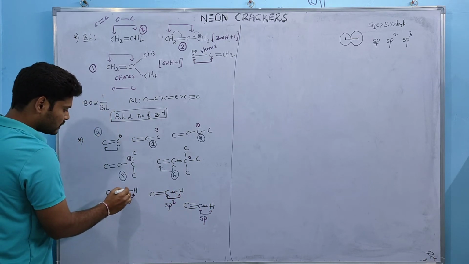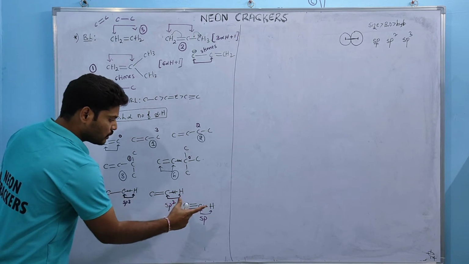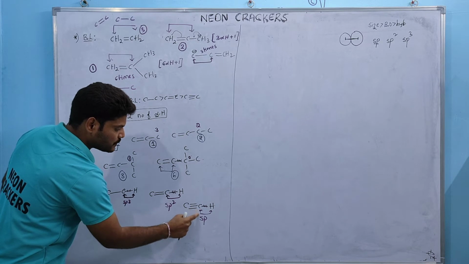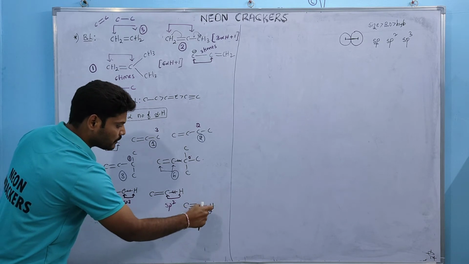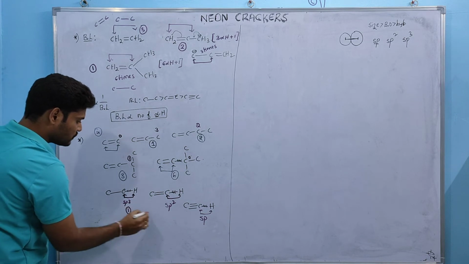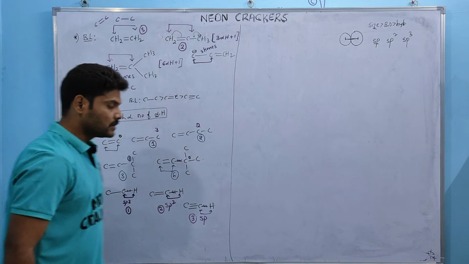Next, nothing happens because extra plus I is there, no problem here. Out of all, this bond is getting compressed more because of the sp carbon. So more compression, bond length will be decreased. That's why this is the 1, this one is the 2, this one will be the third one. So this is the bond length.